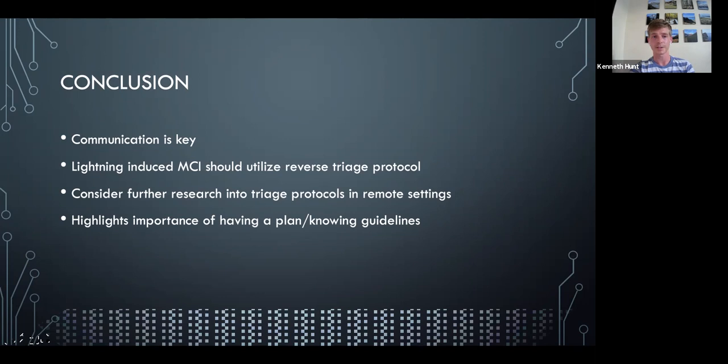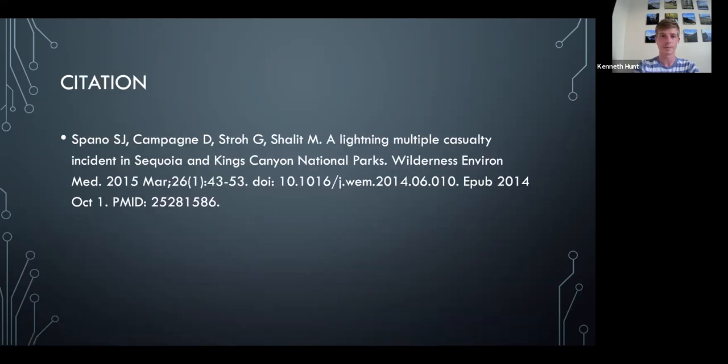And then I think this highlights the importance of having a plan and knowing the guidelines. You're not trying to make a plan in the moment, but really knowing that if a storm's coming, you're going to break up into groups. You're not going to be by large prominent trees. I think this highlights that really well. And that's the citation. Thank you very much.